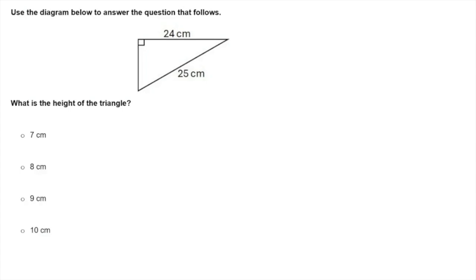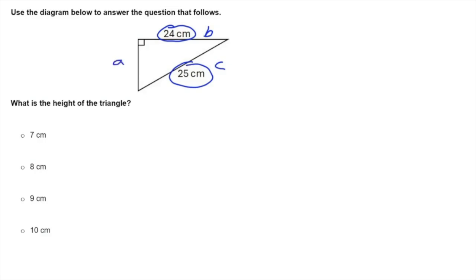Use the diagram below to answer the question that follows. What we have is a right triangle. We know that because it's depicted by this little box in the corner. And we have a base of 24 centimeters. So this will be our B. And a hypotenuse of 25 centimeters. That's going to be C. So that means this leg over here is our height, which we'll call A.